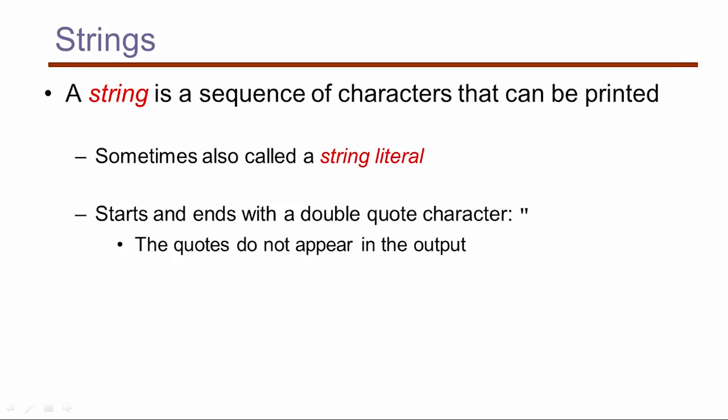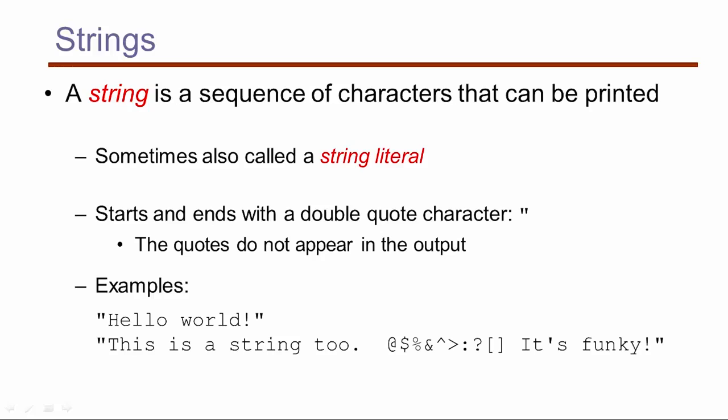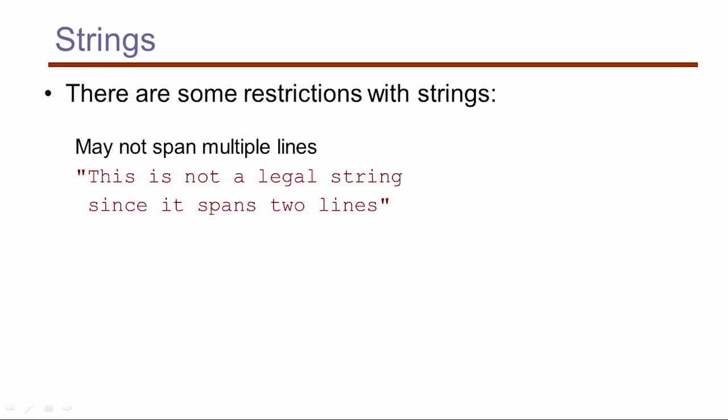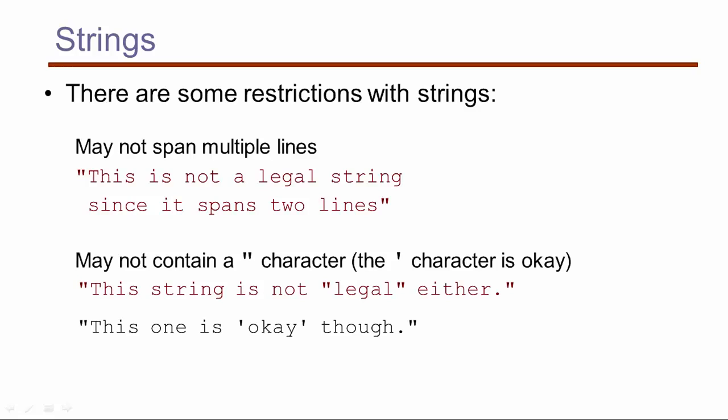A string literal is delineated by double quotes. Everything between the double quotes is a part of the string, but the double quotes themselves are not. Here are two examples. Notice that a string can contain most, but not all, printable characters. There are a few restrictions to these string literals. Two important restrictions are that the string must appear all on a single line, and the string cannot contain the double quote character, since the double quote character is used to mark the start and the end of the string.